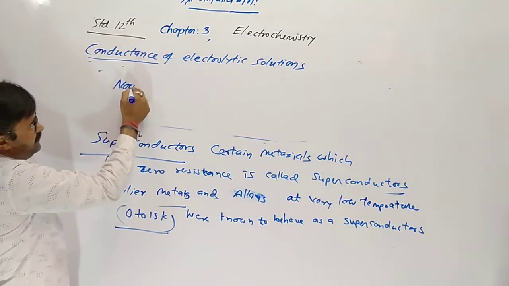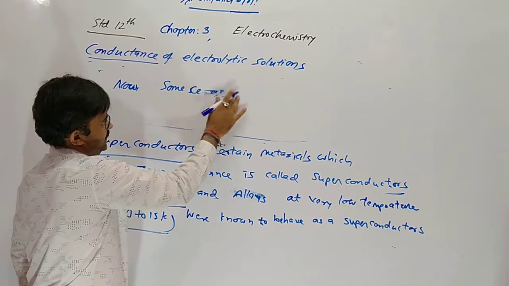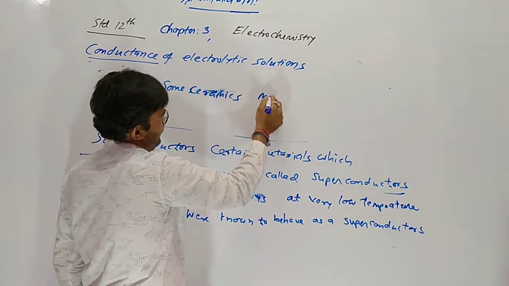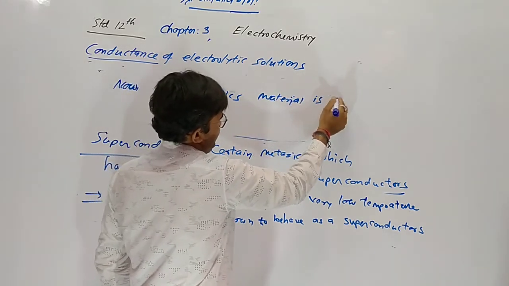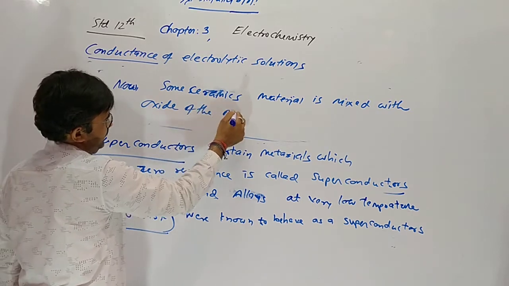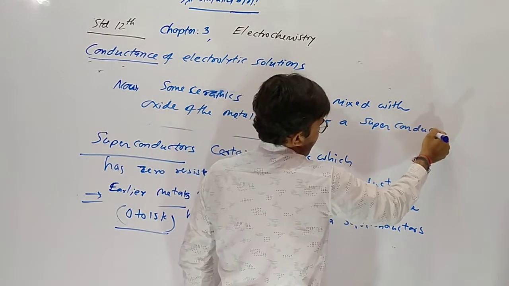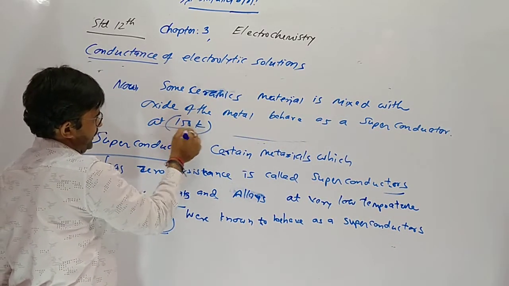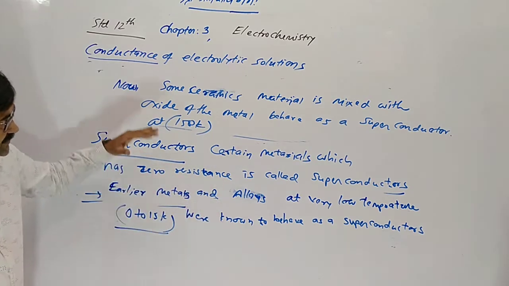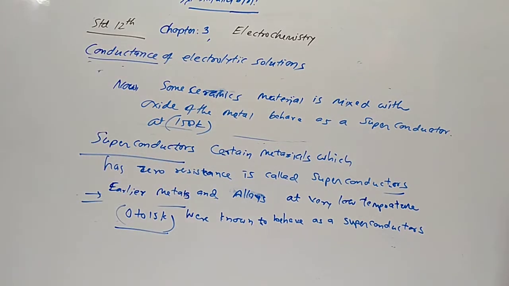But nowadays, some ceramic material mixed with the oxide of a metal behaves as a superconductor at 150 Kelvin temperature. Ceramic materials mixed with oxides become superconductors at 150 Kelvin.